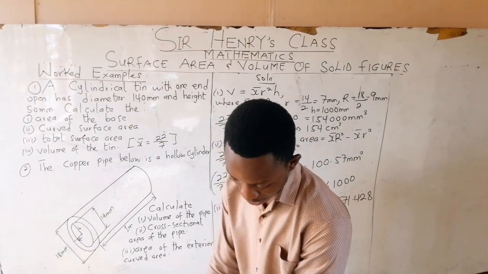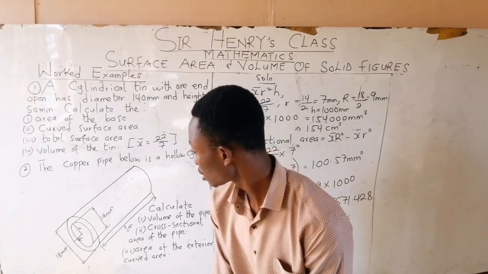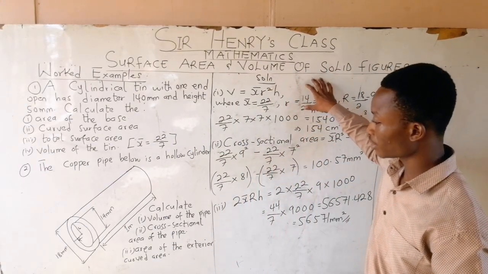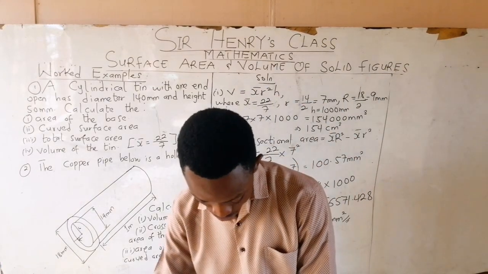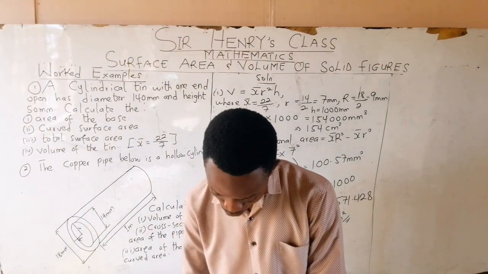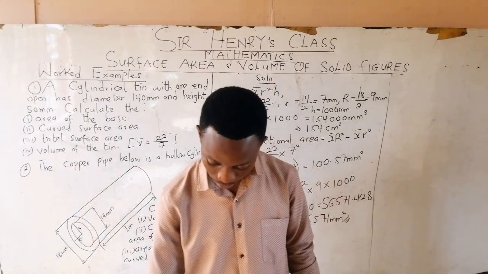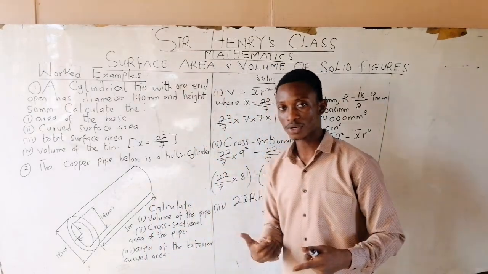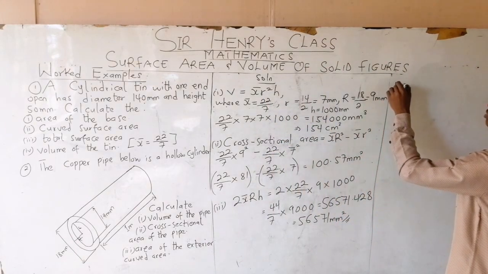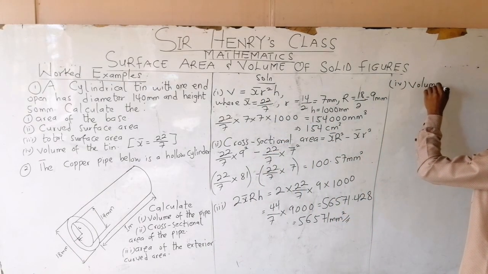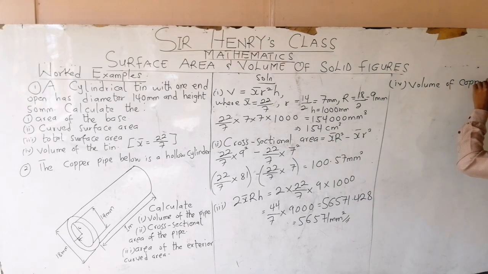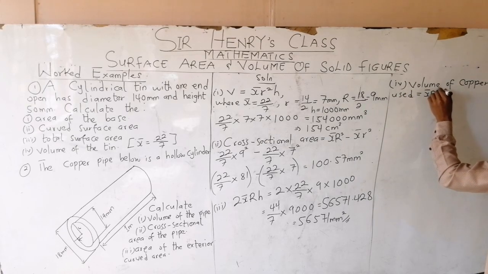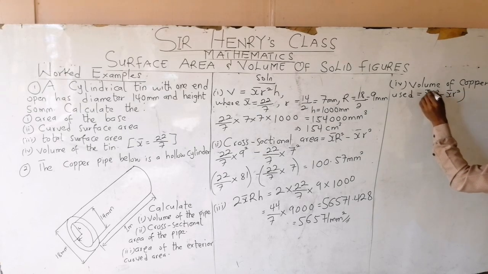Now the last part of it says we should find the volume of the copper used in making the pipe. So volume of material used. Can you recall the formula? Volume of copper used is pi capital R squared minus pi small r squared, all multiplied by the height.